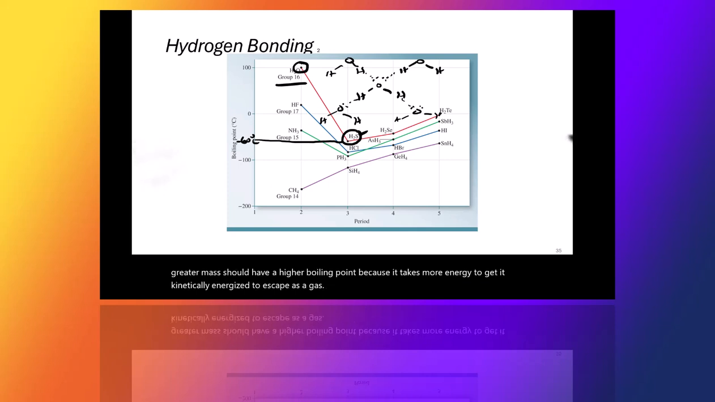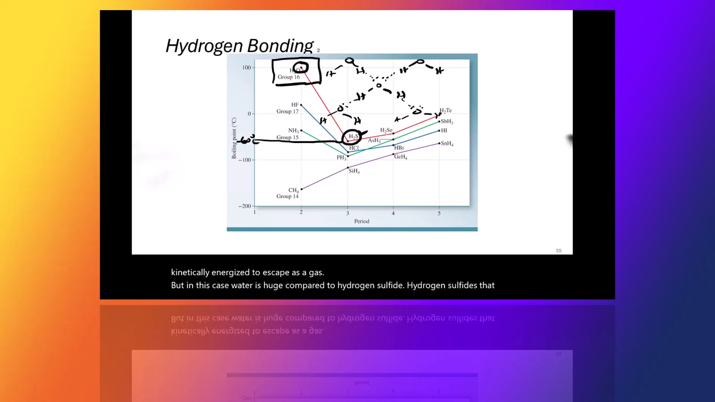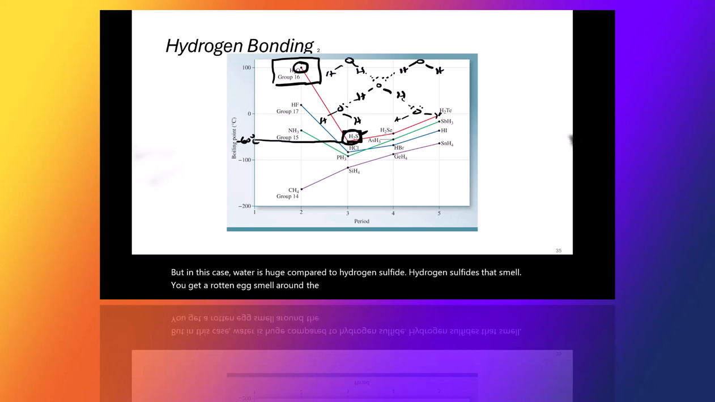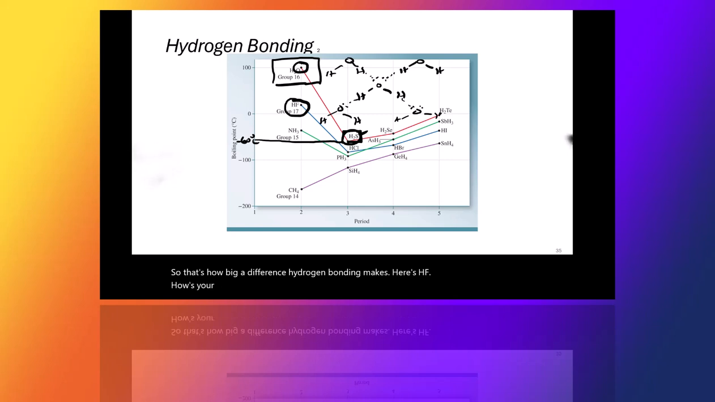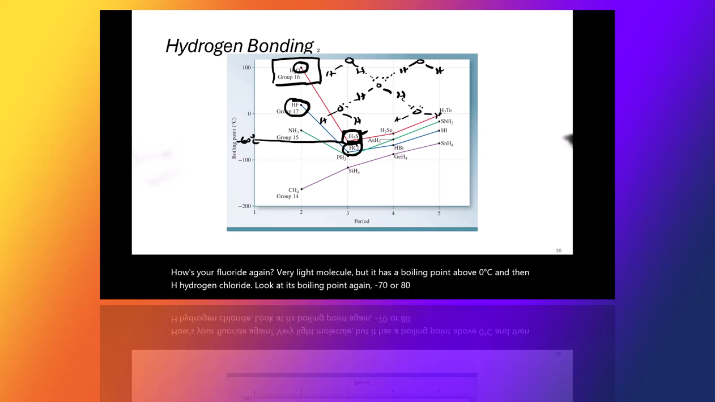But in this case, water is huge compared to hydrogen sulfide. Hydrogen sulfide is that rotten egg smell you get around a sewer plant or something. So that's how big a difference hydrogen bonding makes. Here's HF, hydrogen fluoride. Again, a very light molecule, but it has a boiling point above 0 degrees Celsius. And then hydrogen chloride, look at its boiling point. Again, negative 70 or 80 degrees Celsius.